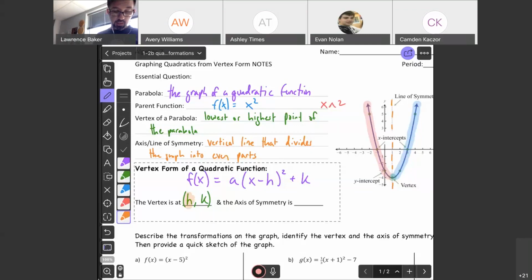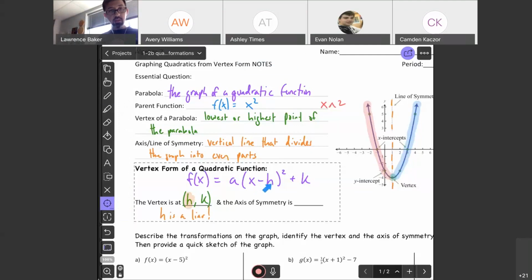Anybody? Liar. h is a liar, right? So what does that mean? If that doesn't make sense to you, then don't write that down. What is it about h? It's going to say x minus 5 or something like that, but we have to remember that's actually a positive 5. Or it's going to say x plus 2, but we have to remember that's actually a negative 2. So there's that sign switch between what it says here and what we write here, or what we see on the graph. So these two things are going to match.